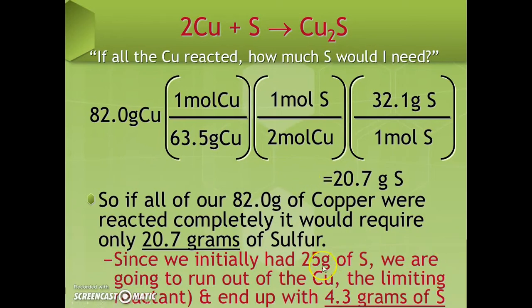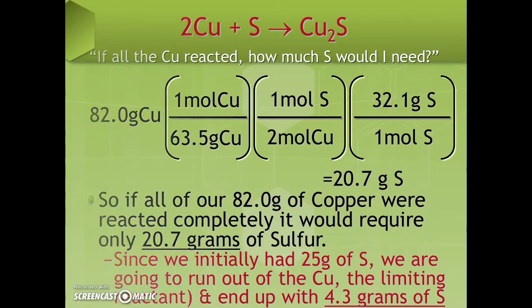But remember that we started with 25 grams. So, simple logic tells us that sulfur is in excess. We're going to run out of the copper, and we're going to have 25 minus 20.7 is 4.3 grams of sulfur left over. So 2 parts of the question are already complete.